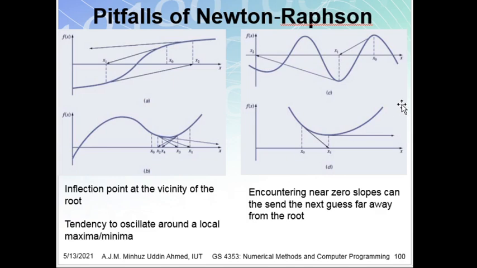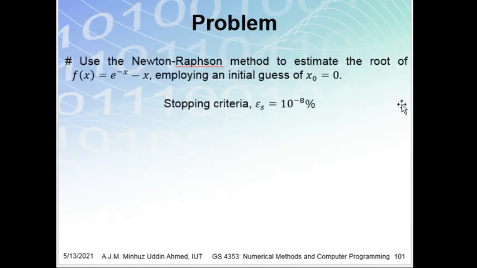So if in the exam I ask you to mention the pitfalls of Newton-Raphson, you might give this sort of figures, and that will be enough. And if you write one or two lines with them, that will be enough for you. So this is the pitfall we have discussed for the Newton-Raphson method. Now we'll go to the problem, and that is our last problem and last slide for this class.